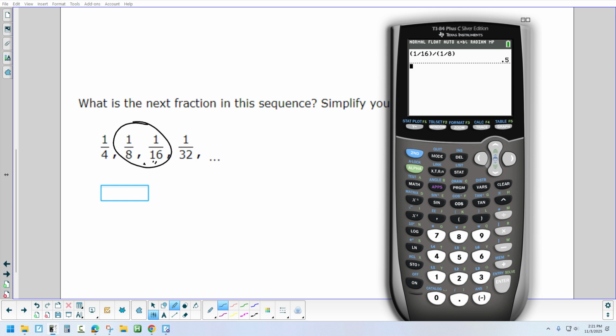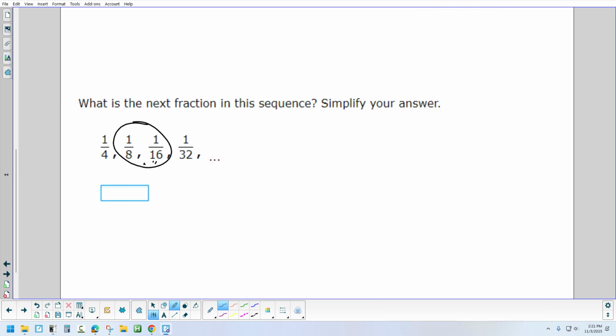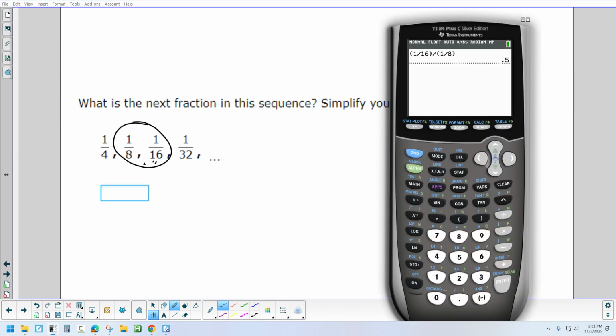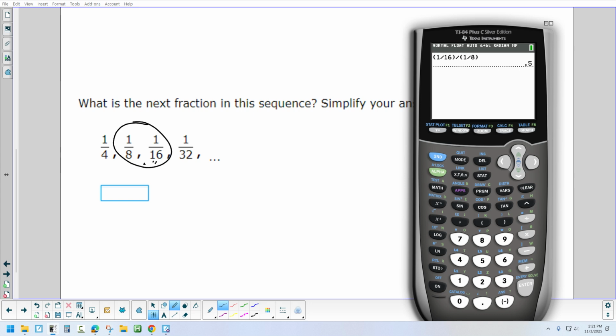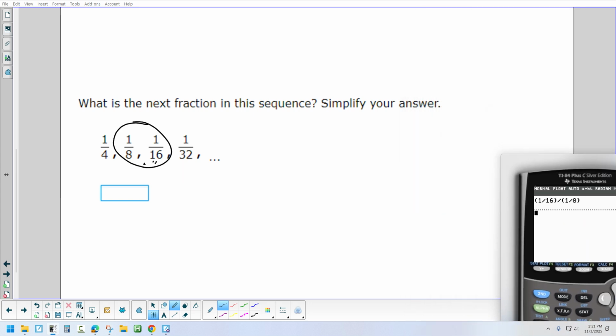Okay, so we're multiplying by 0.5 each time, which is what as a fraction? Yeah, 1/2. We're timesing by a half. So what is the next fraction that we should get? Anybody tell me what I would type in on the calculator to figure it out? What are you trying to find out? We're trying to find the next fraction in that pattern.